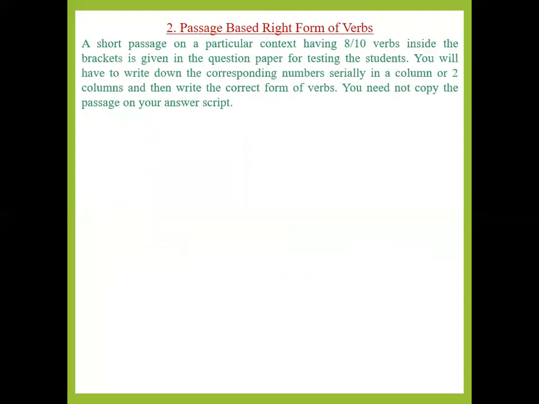Passage-based right form of verbs. A short passage on a particular context having 8 or 10 verbs inside the brackets is given in the question paper for testing the students. You will have to write down the corresponding numbers serially in a column or two columns and then write the correct form of verbs. You need not copy the passage on your answer script.